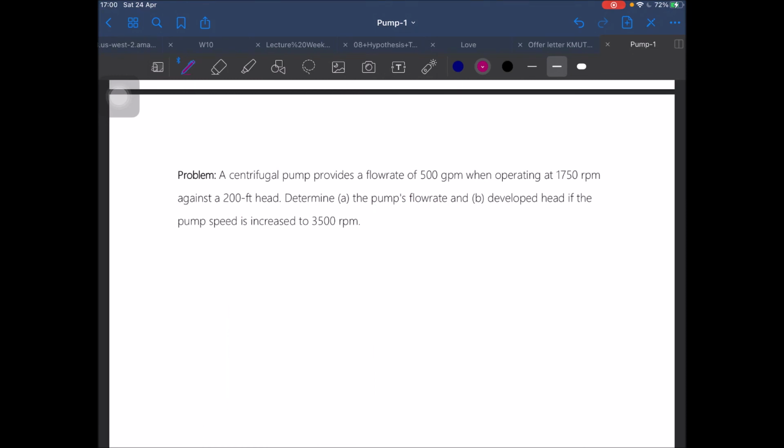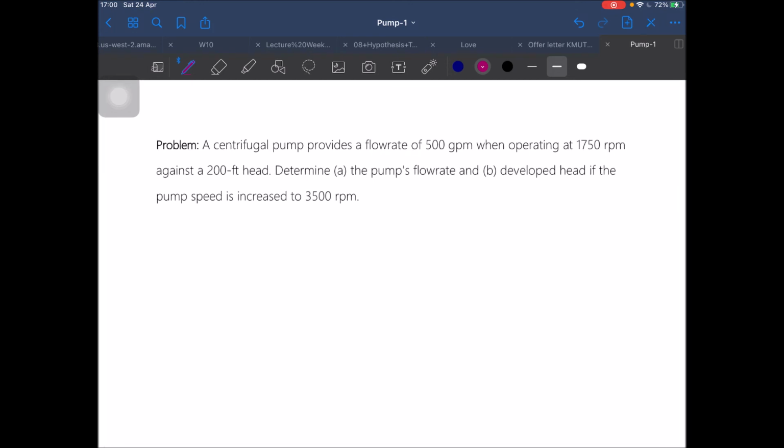Okay, so now let's move on to our last problem for today. The problem says that a centrifugal pump provides a flow rate of 500 gallons per minute when operating at 1,750 rounds per minute against a 200 feet head. So this one is flow rate Q, this one is the angular speed, and this one is head. Then we have to determine the pump's flow rate.